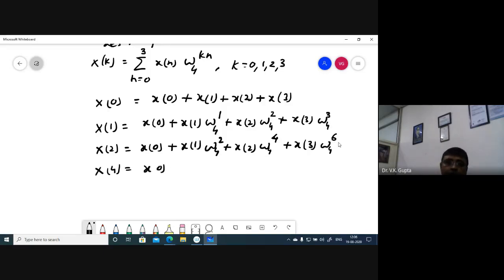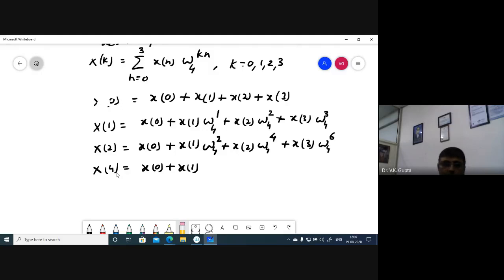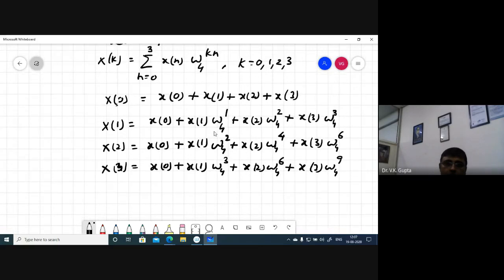Similarly, the fourth sample X(3) will be x0 W_4^0 plus, for n equal to 1, x1 W_4^3, 3 into 1, 3, plus x2 W_4^6, 3 into 2, 6, plus x3 W_4^9, 3 into 3, 9. This is for the 4-point DFT.